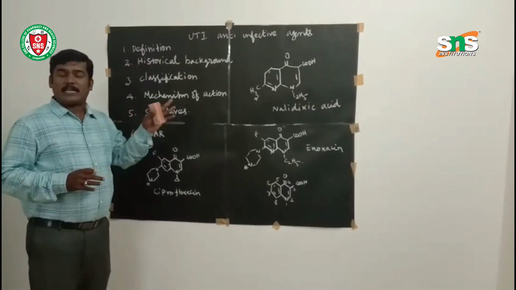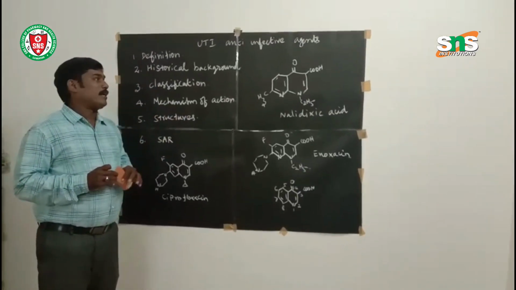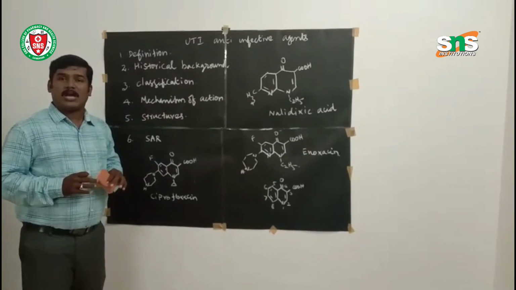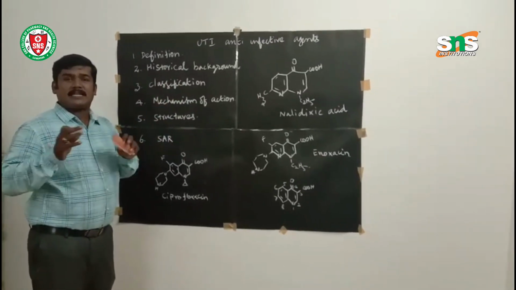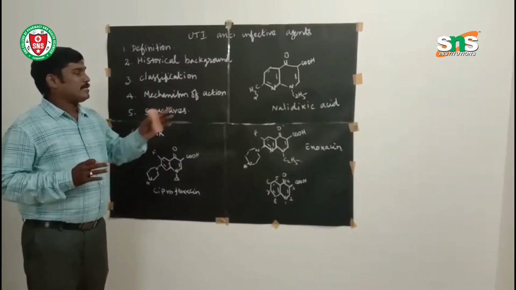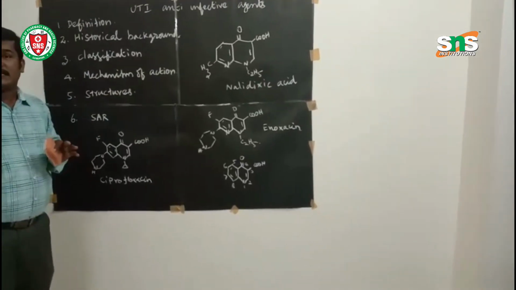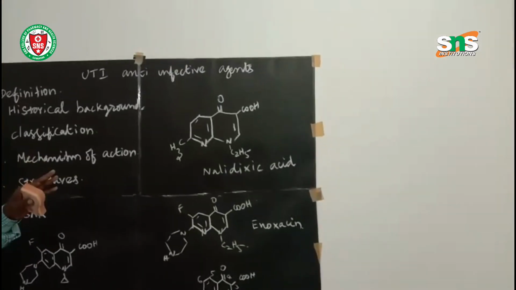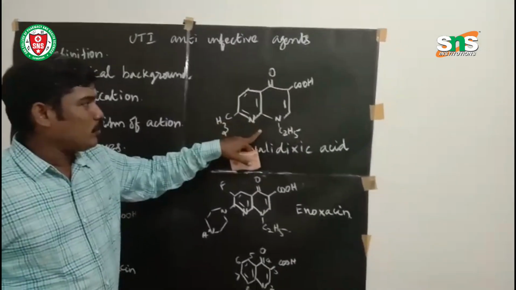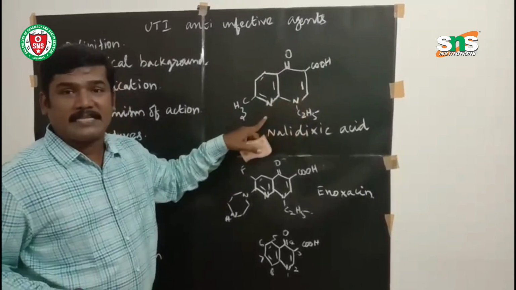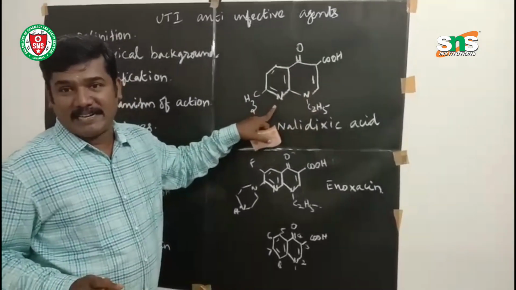Historical background. The second one is historical background. In 1962, George Lesher synthesized chloroquine. While synthesizing the chloroquine, he discovered nalidixic acid. It is the first quinolone. This is the structure of nalidixic acid. The basic nucleus that is present in nalidixic acid is naphthyridine.